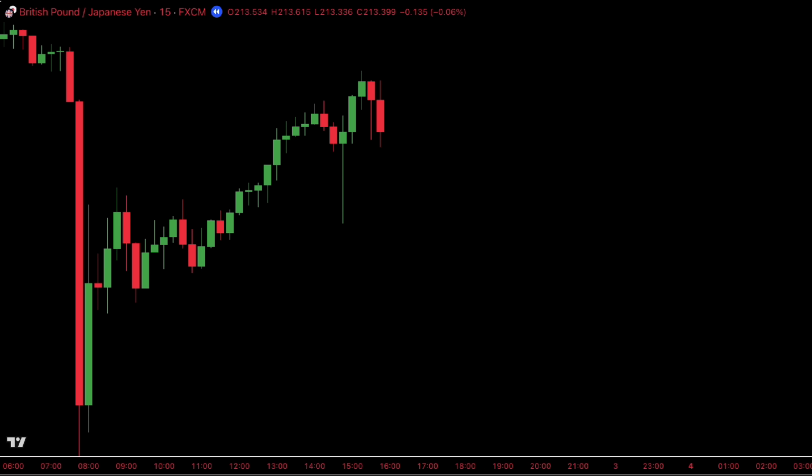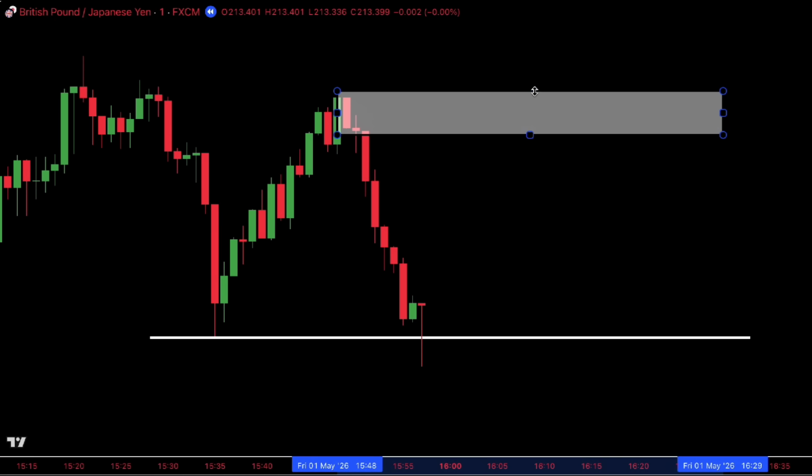We switch to the 15-minute chart to check if the higher time frame aligns with our 1-minute trade. As you can see, the market is clearly trending upward, which supports our buy setup on the lower time frame. Now let's go back to the 1-minute chart to execute the trade.